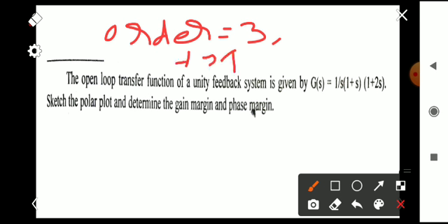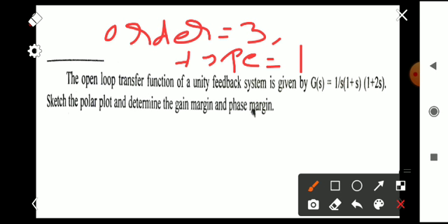So by observing the function given, that is the open loop transfer function, we know that the order of the system is 3, from s into (1+s) into (1+2s). So the order is 3 and the type number is 1. So it is a type 1, order 3 system.